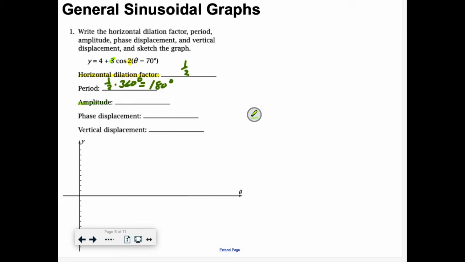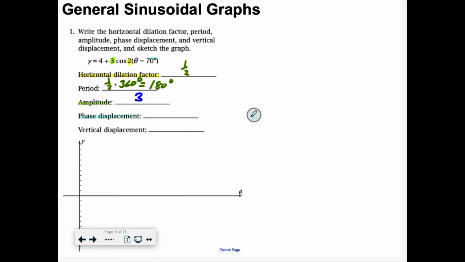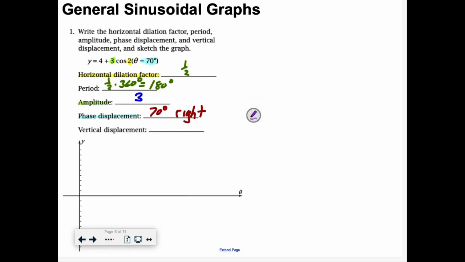Now we're going to move on to the amplitude. Well, amplitude is going to be given by this, so the answer is just going to be 3. That we can just pull straight out of the equation. Next, let's talk about our phase displacement. Phase displacement is here. I'm including the sign in it, and that's going to be 70 degrees to the right, because remember, it's inside the cosine function, we're doing the opposite. And then, last but not least, we have the vertical displacement, which is out here. It's outside, so that's going to just be 4 up. Same direction we would expect.